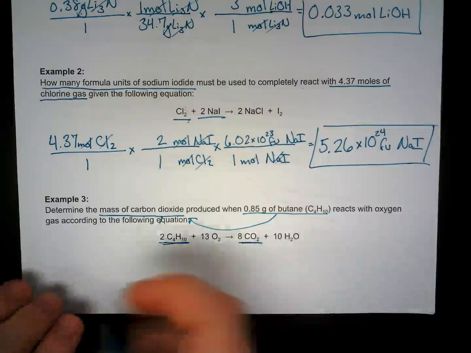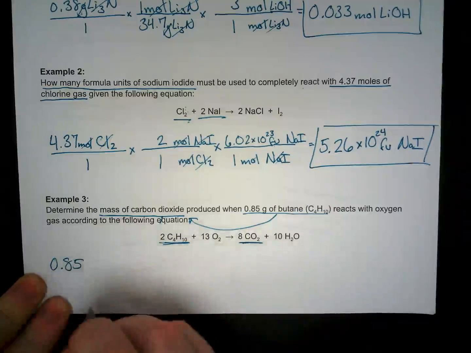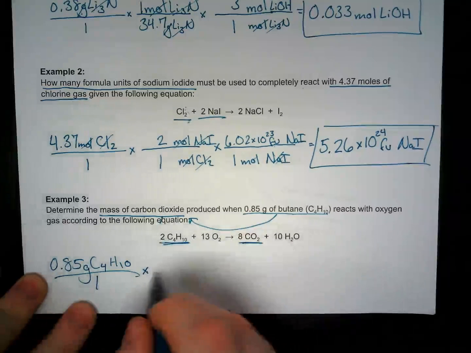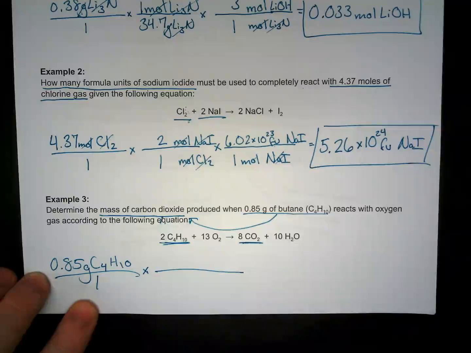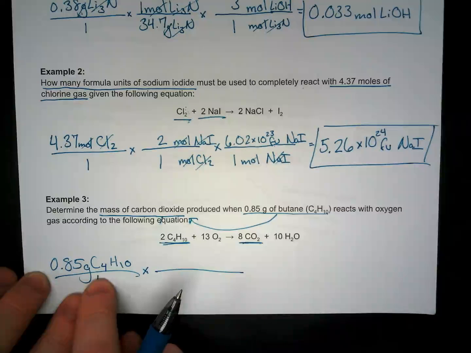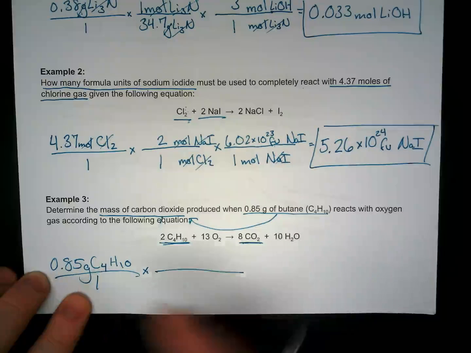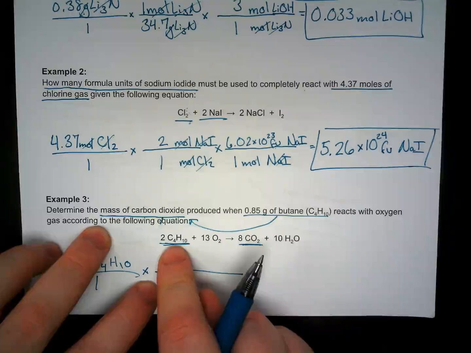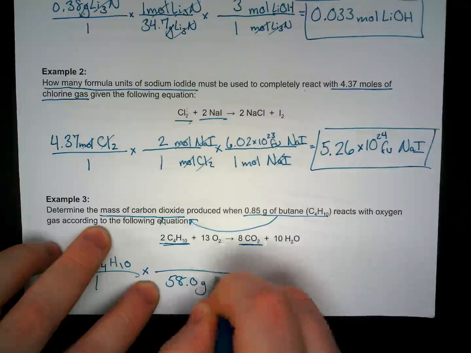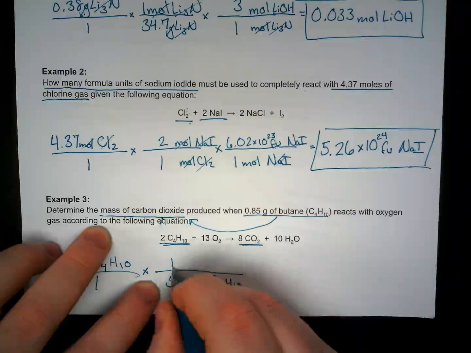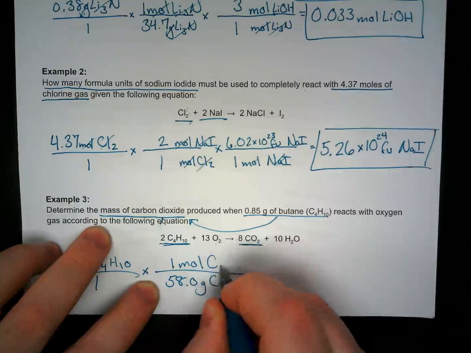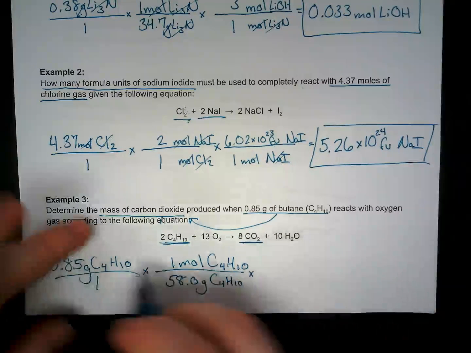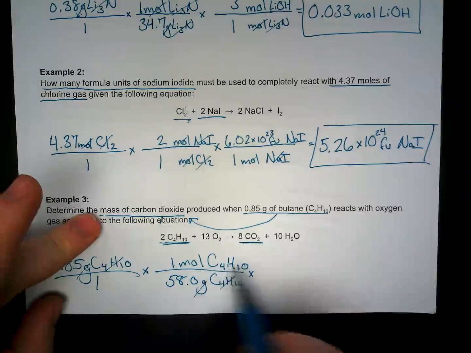So let's get going. Okay, so we're given this. Our measurement given here is 0.85 grams of butane, which is C4H10. Put that over 1. Okay. And then I'm going from grams of one substance, and now I've got to go from grams of this substance to moles of the same substance. So I'm going to quickly figure out the molar mass of butane, and I'm going to find out it's 58.0 grams. And in that, there's always just 1 mole. So 1 mole of butane contains 58.0 grams of butane. Okay, so this would cancel out this, so my new units are moles of butane.